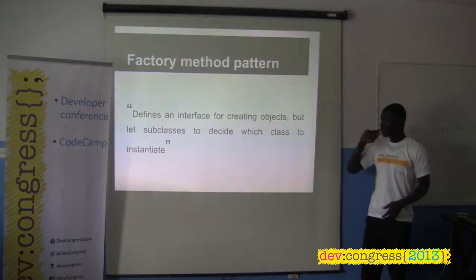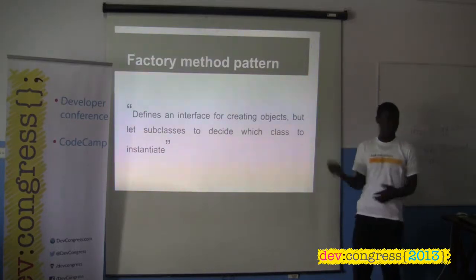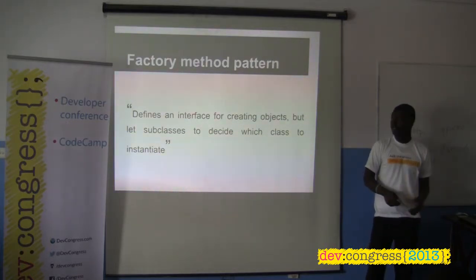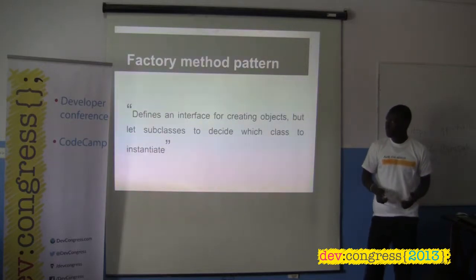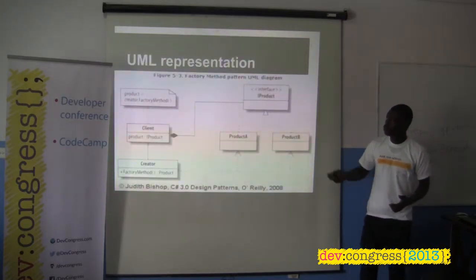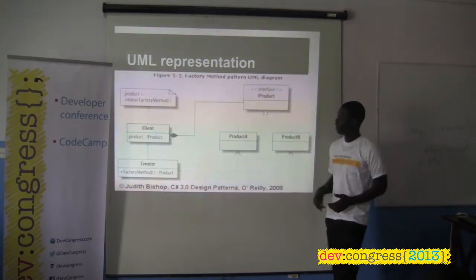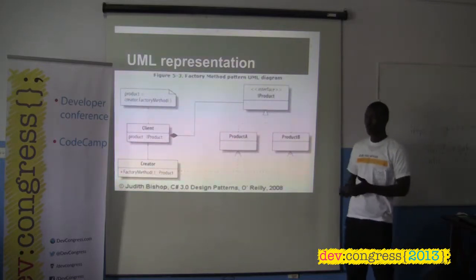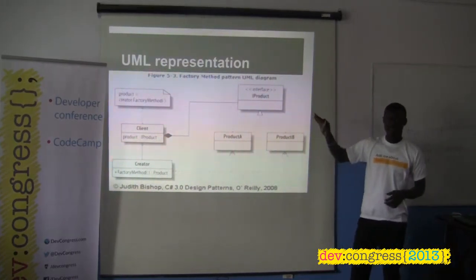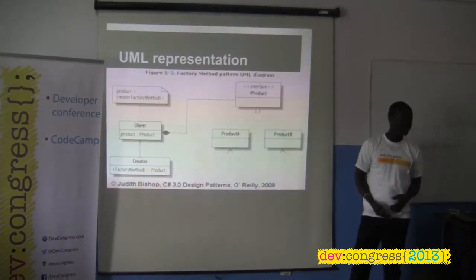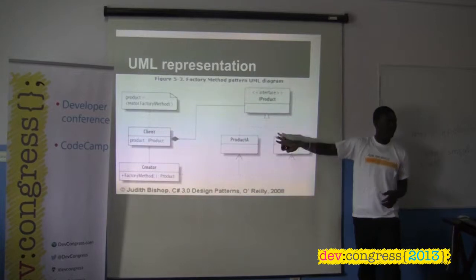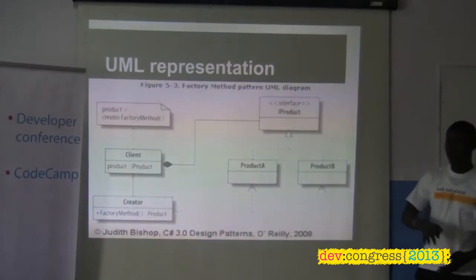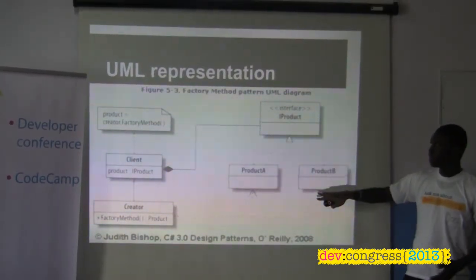Okay. So the factory method pattern defines an interface for creating objects, but lets the subclasses decide which class to instantiate. Let me show you a UML representation of the factory method pattern. I forgot to mention that design patterns also make heavy use of UML diagrams, right? If you know a certain design pattern and you don't know what the UML representation will be like, it will be very difficult for you to implement such a pattern. So if you know what the UML representation of that pattern is, it will be very good.